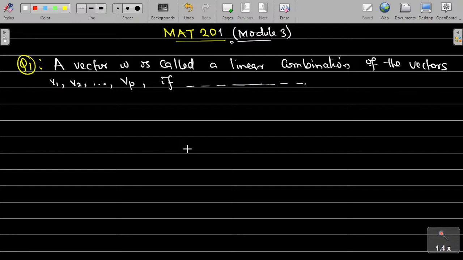The first question here says that a vector. Now this is question 1a, so it's important that you note that. It says that a vector W is called a linear combination of the vectors v1, v2 to vp if what happens.